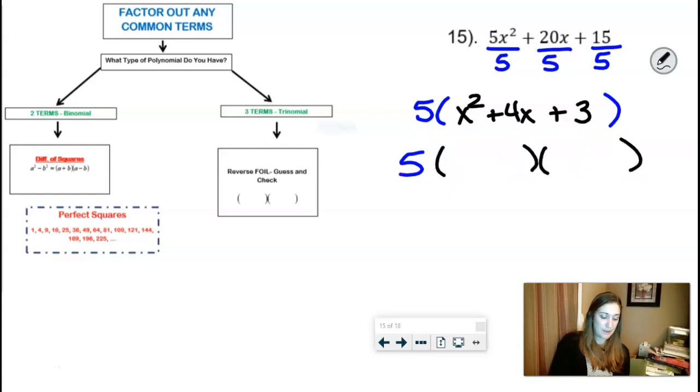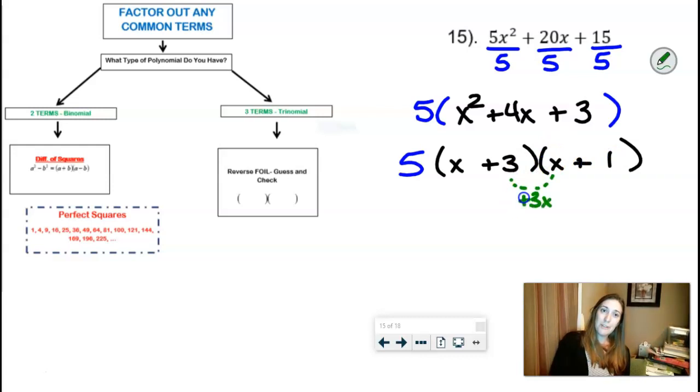Let's talk about this guy. X squared has to be x and x. Multiplies to a 3. That's got to be 3 and 1. And then the arches have to add up to a 4, positive 4. So what if we used positive 3 and positive 1? That would work, right? I still want to see you guys checking your arches.